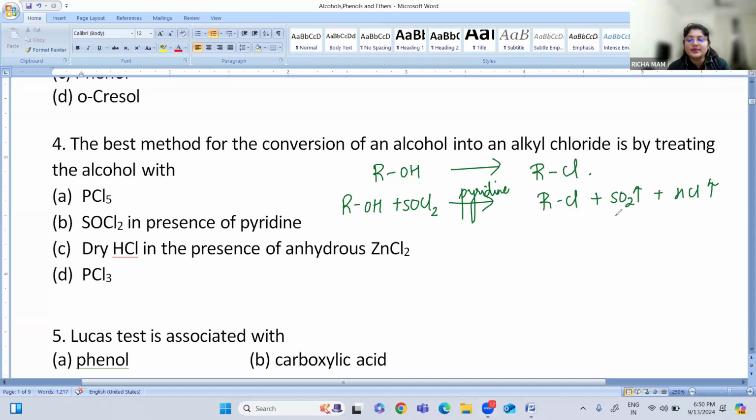Why is this the best method? Because the byproducts obtained are gases, and they will escape out. So the product yield formed will be more. So this is the best method for the conversion of alcohol into alkyl chloride. This is the B answer. So who all have answered B?